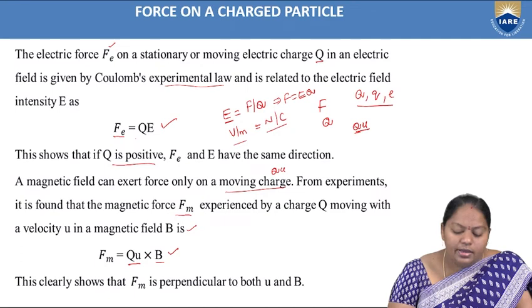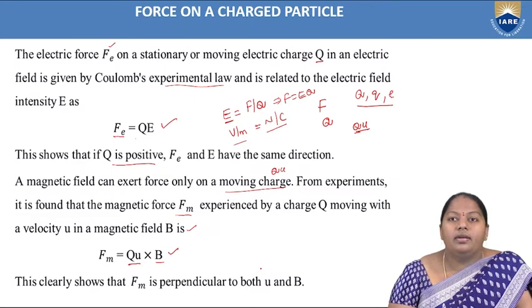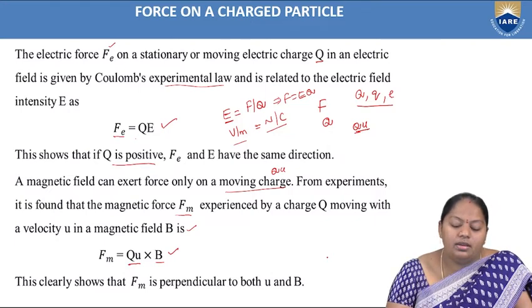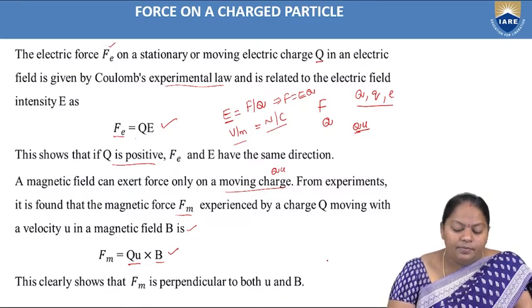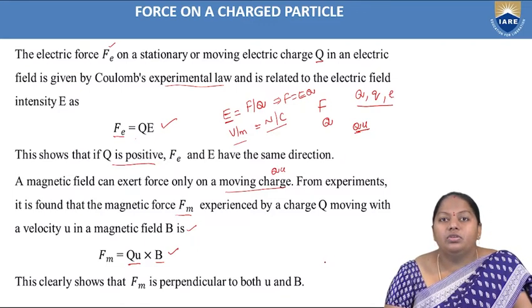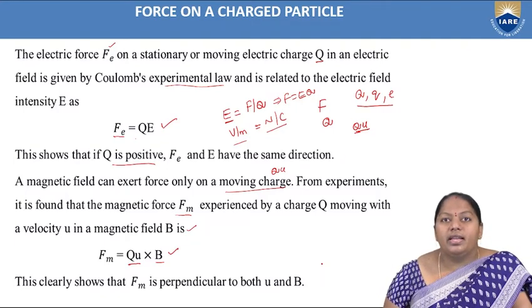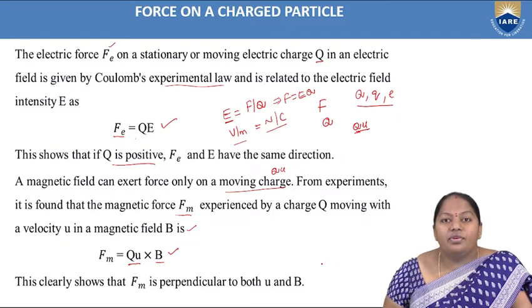So this shows that Fm is perpendicular to both U and B. Why? Because Fm, U and B are exactly orthogonal to each other, so the angle between them will be exactly 90 degrees. Hence, Fm and B are perpendicular to each other. So from these two relations, we have the electric force Fe equal to QE and the magnetic force Fm equal to Q U cross B.